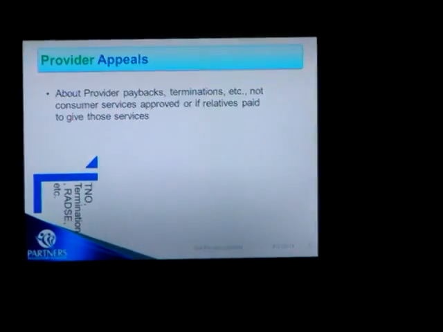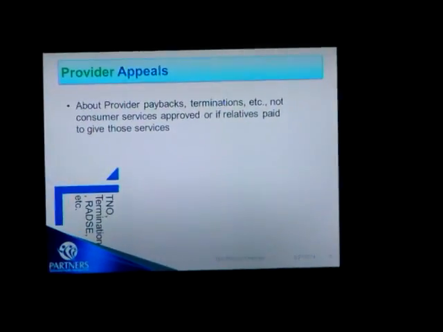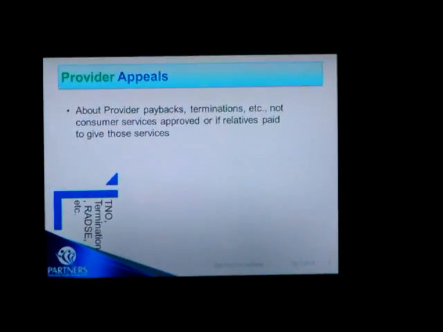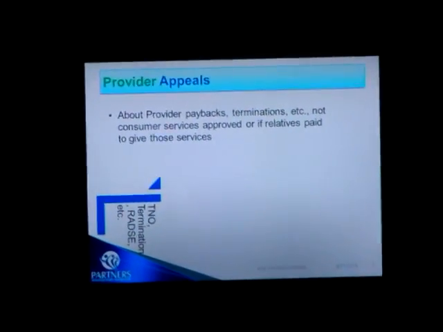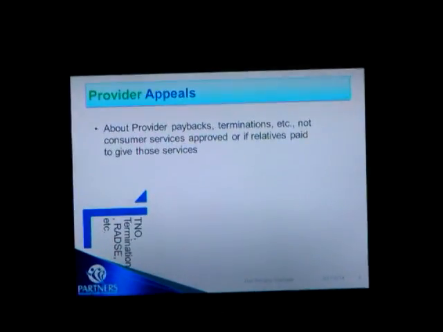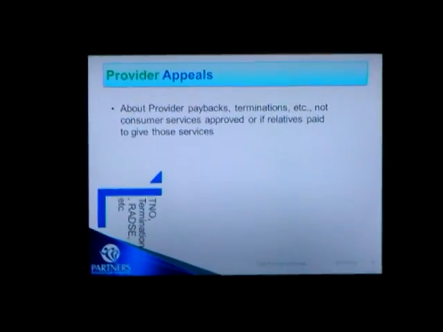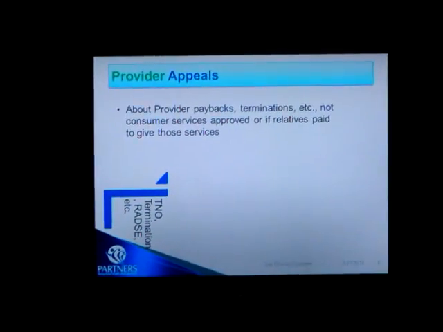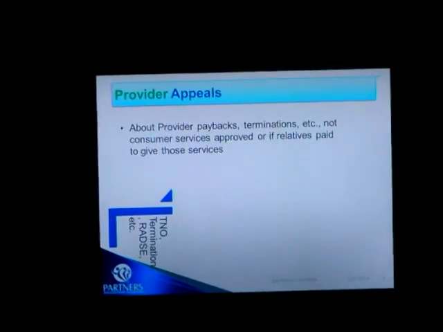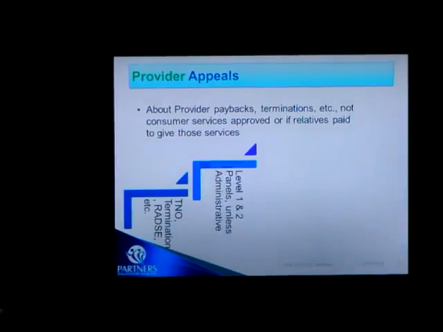The provider is enrolled in the Medicaid program. The provider has contract requirements. They've gone through credentialing requirements, and something goes wrong. We've either overpaid them for whatever reason because they don't have the documentation or whatever, so we're asking for money back, or we've terminated them, those types of things. So we give them those notices.